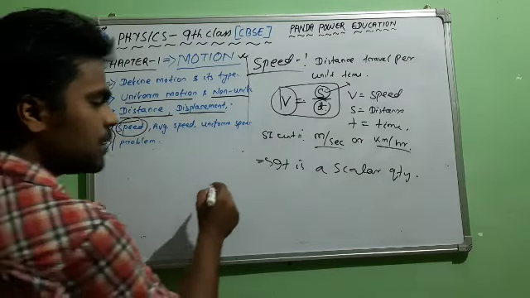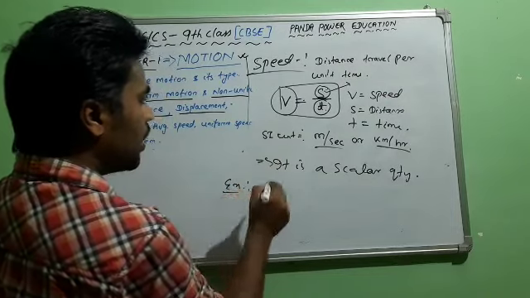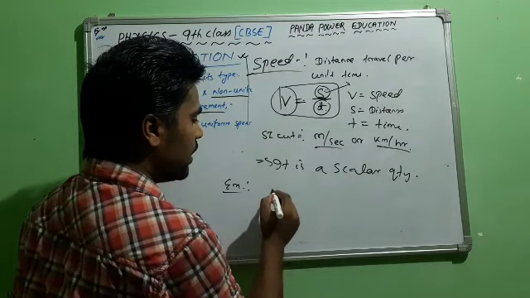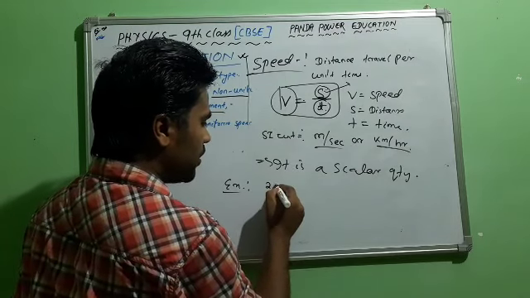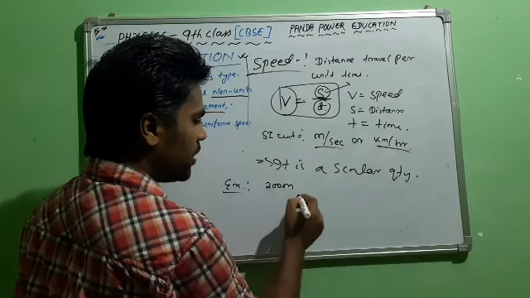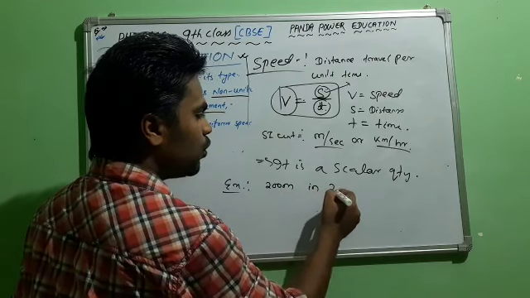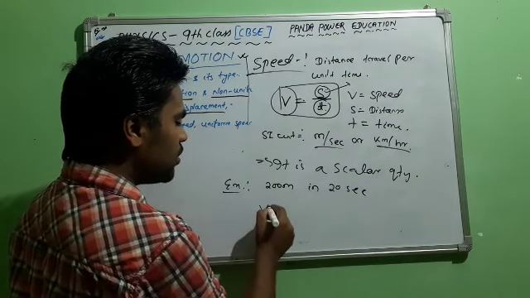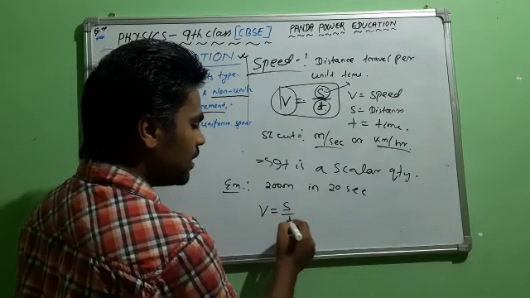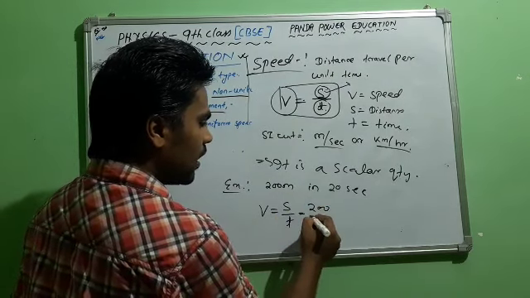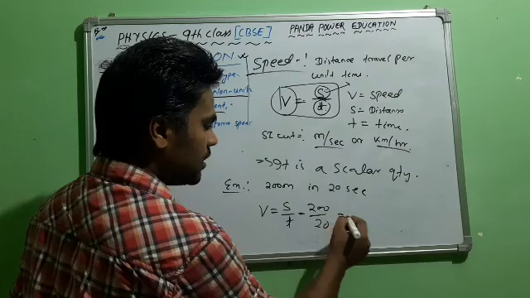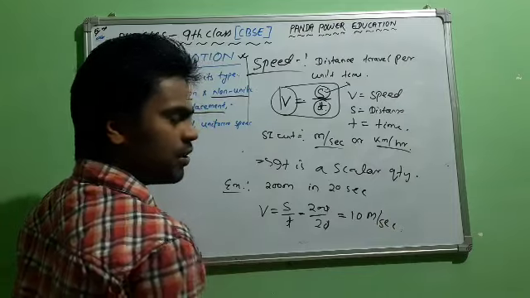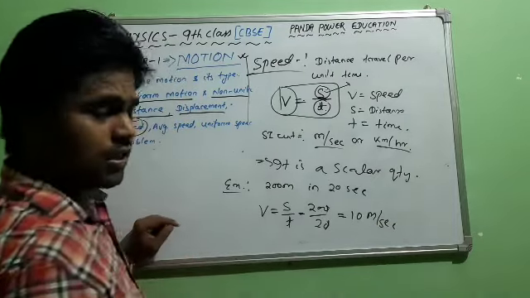Now I am giving some examples. A body travels 200 meter in 20 seconds. Then what is the speed? Speed v is equal to s divided by t. Then s is 200 and t is 20. That is 10 meter per second. Got it, students? That type of example is here.